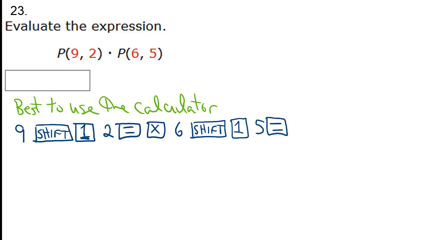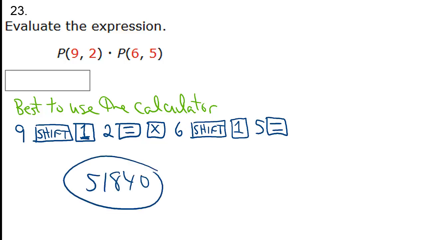You type in the big number, which is the 9, you press Shift 1, then you put in the smaller number, which is 2, you press equal, then you're multiplying, so you press the multiplication key, and then you start the second permutation. The big number goes in first, so you type 6, then you do Shift 1 for permutation, then you enter the smaller number, which is a 5, and you press equal, and when you do that, you will get 51,840.